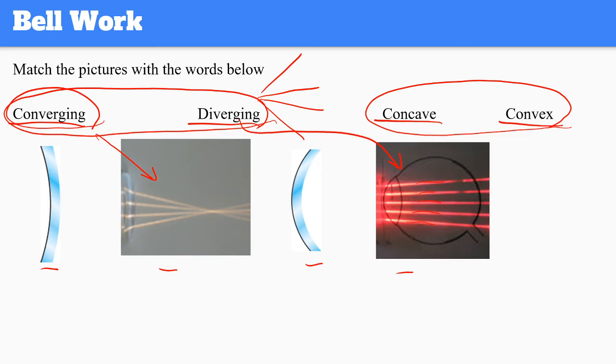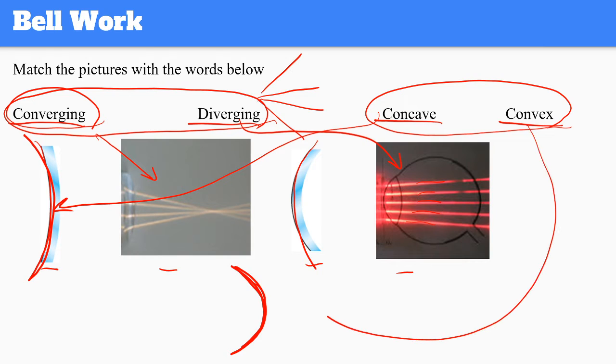Concave and convex are because of the shapes. Cave, remember I said, is going in. Anything that curves in has the shape, or the name, of concave. So concave in this case is going to be the first picture because it's curving in. And anything that curves out is going to be convex. So basically that's how it's matched: converging second picture, diverging last picture, concave first, convex third picture.